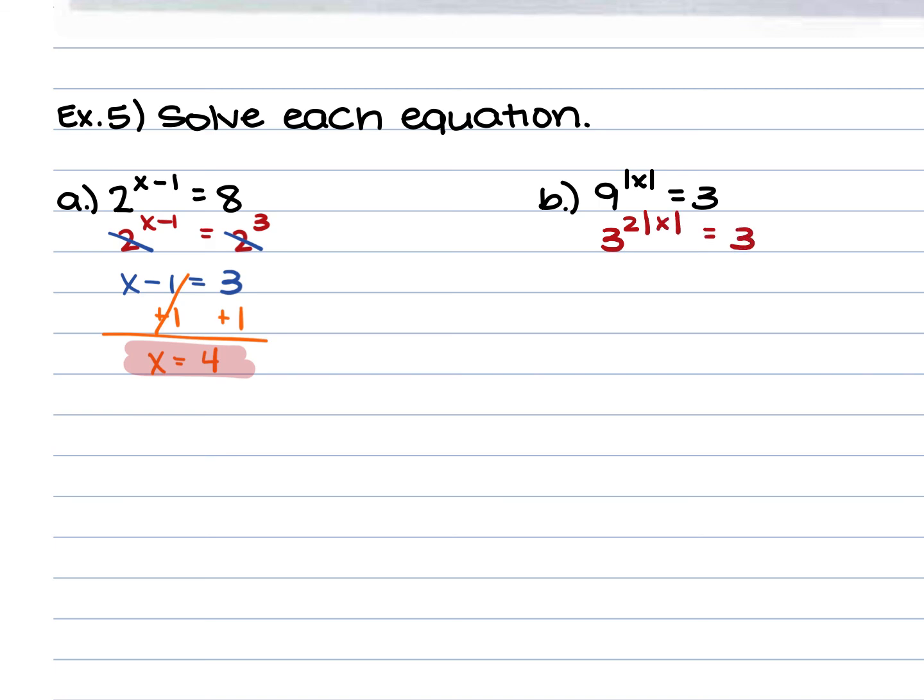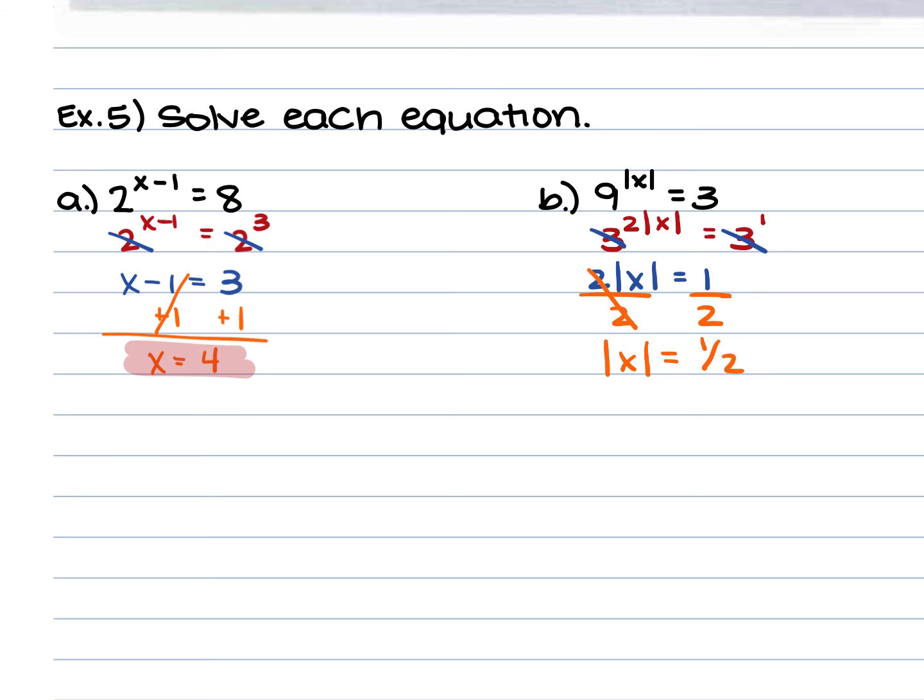That 3 that's by itself on the right-hand side does not have a power, so we're going to write it in as a 1. From here, again, your bases are the same, so they can cancel each other out, and we'll just work with 2 times the absolute value of x is equal to 1. We're going to divide each side by the 2 to get that absolute value of x by itself. So we have the absolute value of x is equal to 1/2.